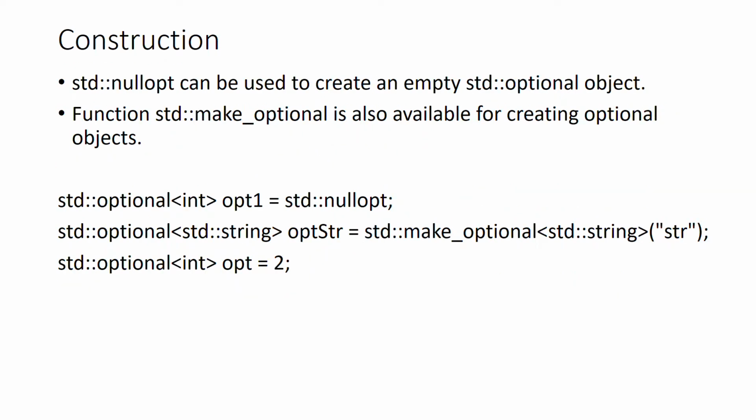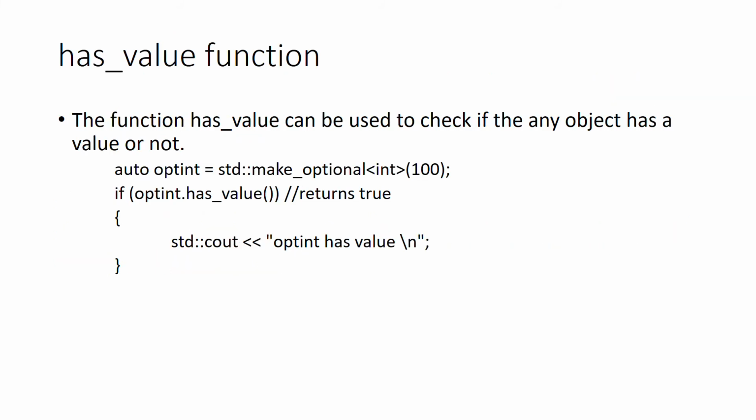So let's see how to construct the optional object. You can use std::nullopt to create an empty optional object, and otherwise you can also make use of the function make_optional. Here you can see in the examples, an empty optional object is created using nullopt, and make_optional can be used to create a string, or you can also create optional values containing an integer in a very simple way.